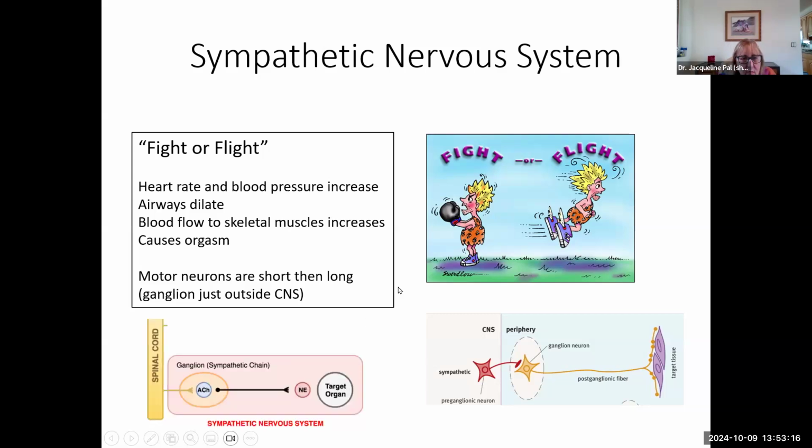Okay, and remember, when it comes to neurotransmitters, between the short and the long in the ganglion, we're going to have acetylcholine, and between the postganglionic long fiber and the target organ, we are going to use norepinephrine. And also don't forget this preganglionic neuron, even though it's not shown in either picture, is going to be myelinated.